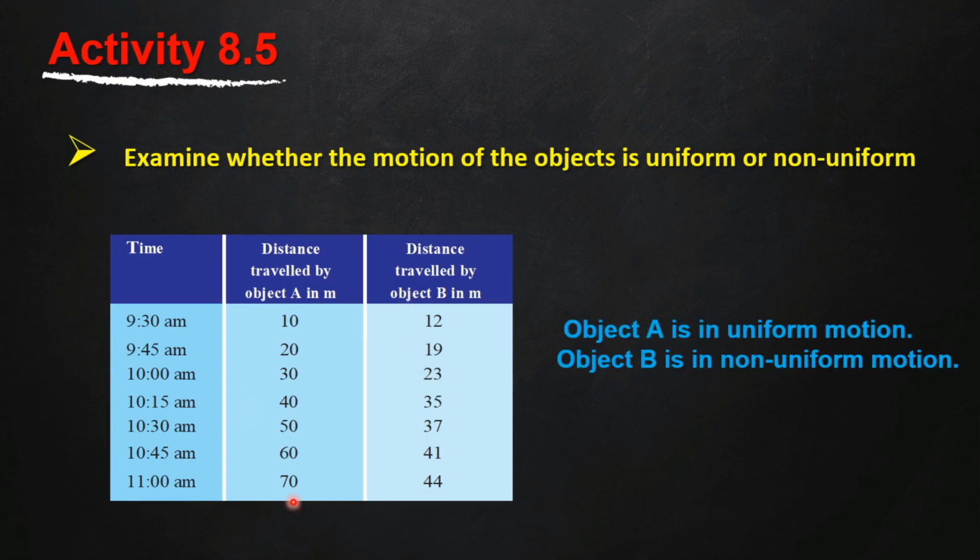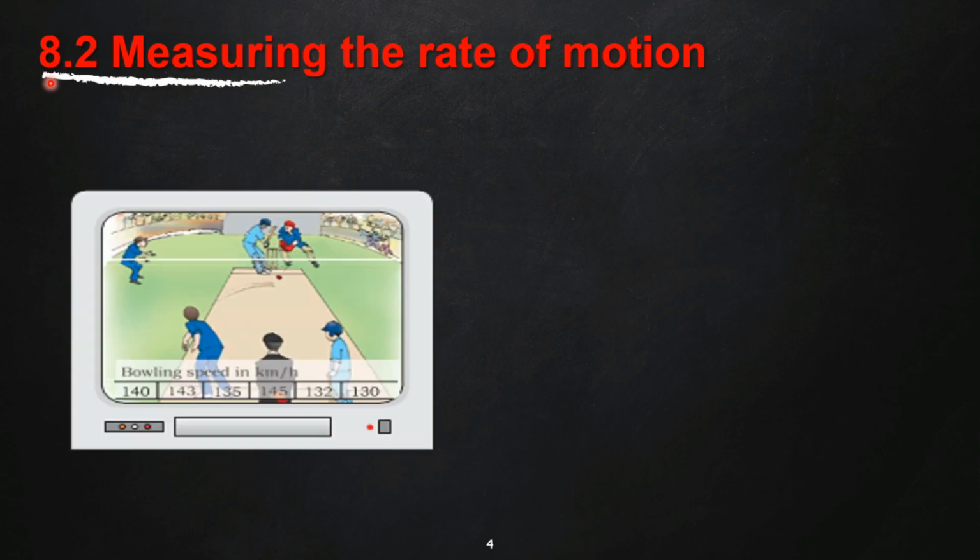It means that object A is in uniform motion and object B is in non-uniform motion. How is A in uniform motion? It is traveling equal distance in equal interval of time and object B is traveling unequal distance in equal interval of time. Our next topic is measuring the rate of motion.